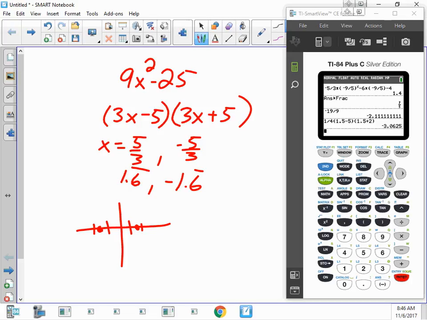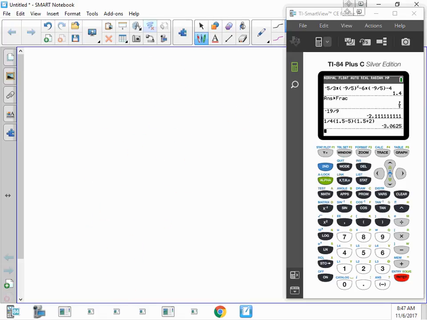I put 0 back in the original equation. What is negative 9 times 0? 0 minus 25. So way down here at negative 25. I'm going to run out of room, but clear down there. Does that make sense? Okay, let's do one more.